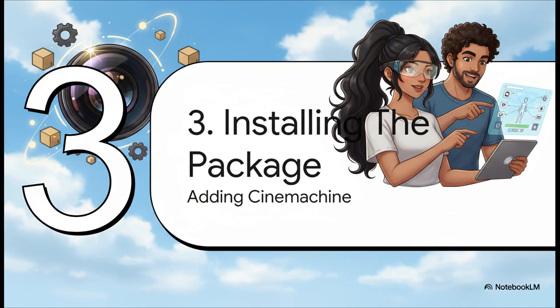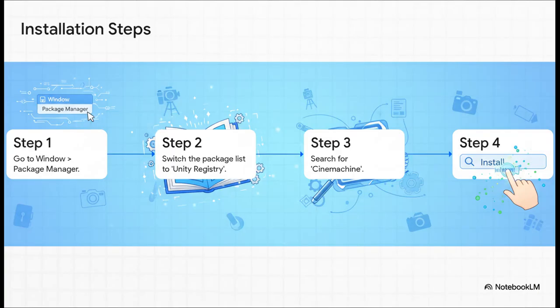Cinemachine doesn't actually come installed with Unity by default, so we need to grab it from Unity's package manager. Don't worry, this is super quick. It's a one-time setup for your project, and then you're good to go forever. First things first, just go up to the top menu bar, click on Window, and then select Package Manager. This is going to open up Unity's big library of official tools and packages.